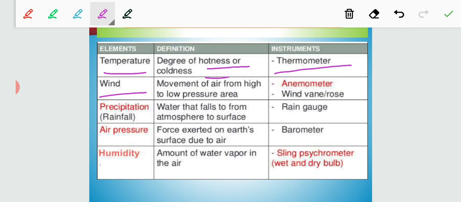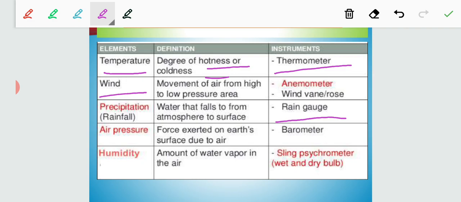Precipitation. Water that falls from the atmosphere to the surface, due to the gravitational pull of the earth, and it can be in various forms. It can be in the form of a liquid, that is rainfall. It can be in the form of a solid, that is hailstones or snowfall. In this way it can be in different forms. So this is precipitation, and the instrument by which we can measure it is the rain gauge.